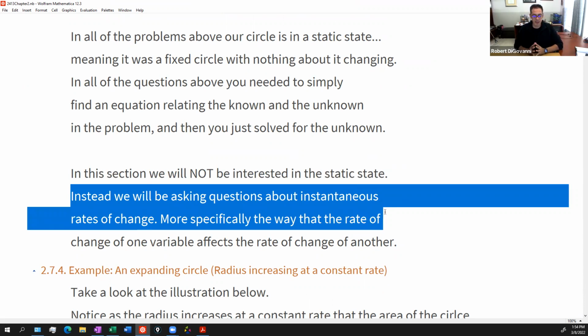Instead, we will be asking questions about the instantaneous rates of change. More specifically, the way the rate of change of one variable affects the rate of change of another. So instead of having a static circle, we're going to have a circle that's growing. And we're going to be asking about how fast certain things are changing at certain points in time. So we're going to introduce a new variable into this, and that is time. All right. So instead of having a circle just sitting there, we're going to have a circle that's somehow changing over time. And we're going to be asking at a specific point in time, how fast is something changing? That's what the whole idea of this section is.